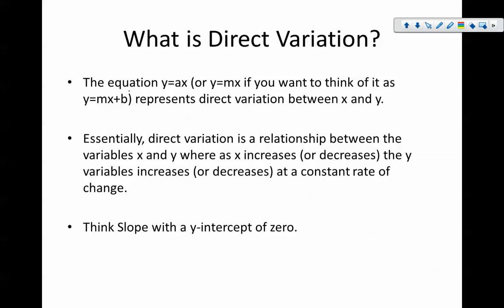Put simply, the equation y equals ax, or mx if you want to think of it as the y equals mx plus b that we've been looking at, represents direct variation between x and y. Essentially, direct variation is a relationship between the variables x and y, where as x increases or decreases, the y variable increases or decreases at a constant rate of change. So put simply, you can think about slope without the y-intercept.